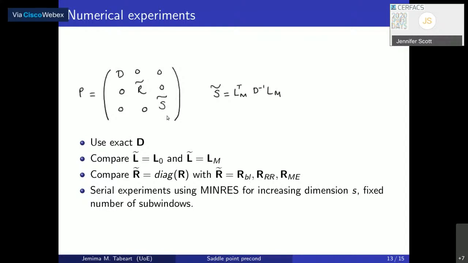And this has 2 levels of approximation here. One is there should be a term that involves H and R, which I'm completely neglecting. And the second one is I'm using my new approximation for L in here. And again, I'm using my exact D. And this is quite common in data assimilation problems. So I'm going to compare just using the identity with our new preconditioner. And then as a test for the R approximation, I'm just going to use the diagonal of R. And I'm going to do some experiments using MinRes. Going to keep 5 sub-windows and increase the dimension of my state and see how this changes.